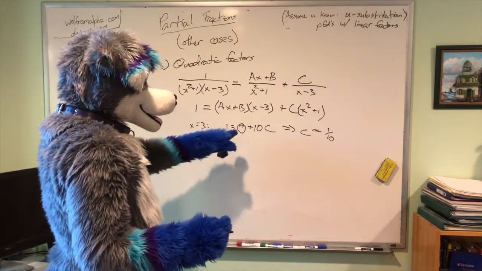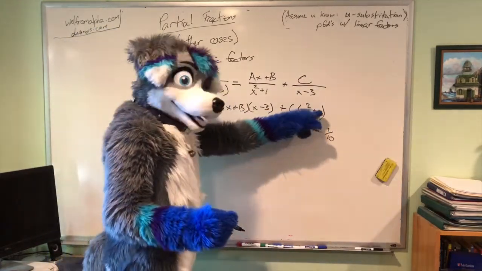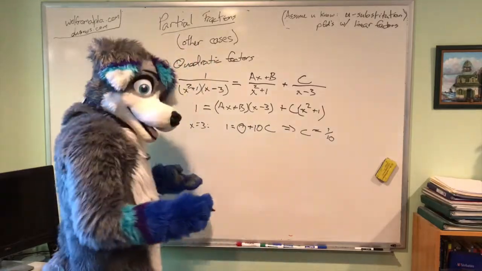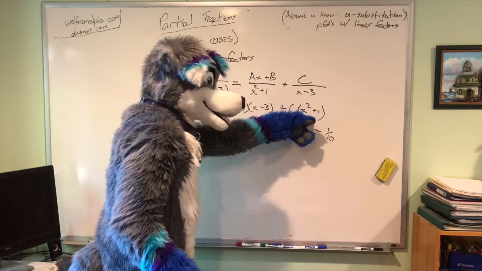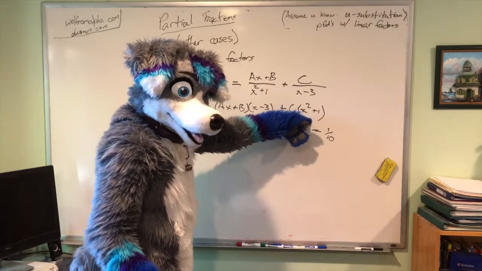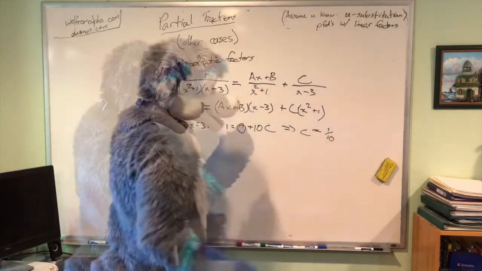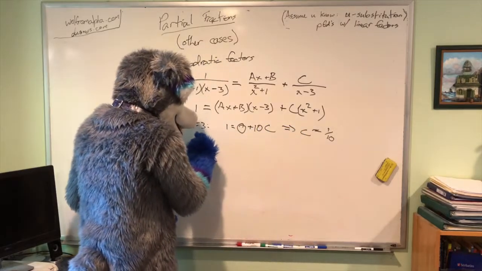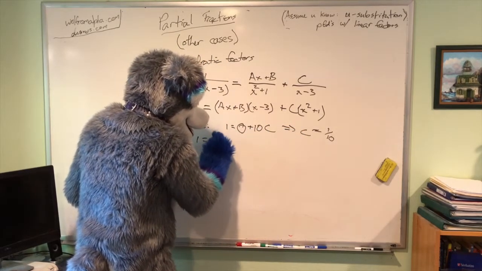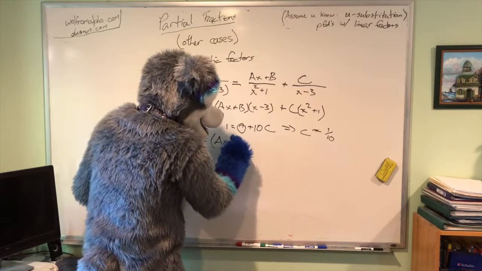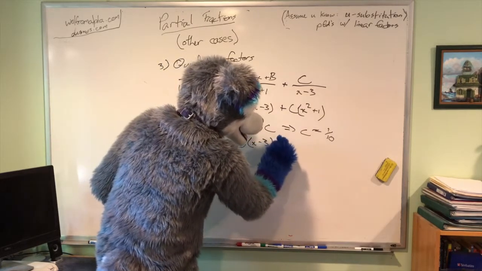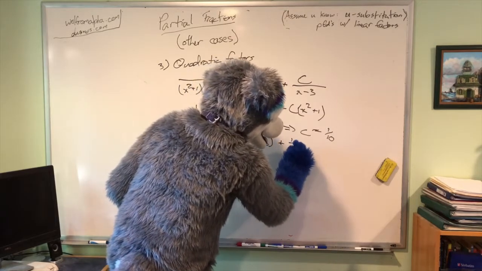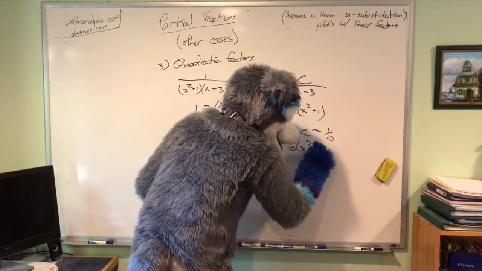Now, the thing is, how do you make this go away? Well, you can't. Because x squared plus 1, you can never get a 0 out of that, right? Because negative 1 squared is a positive number. So if you plug in this 1/10, you get ax plus b times x minus 3 plus 1/10 x squared plus 1.